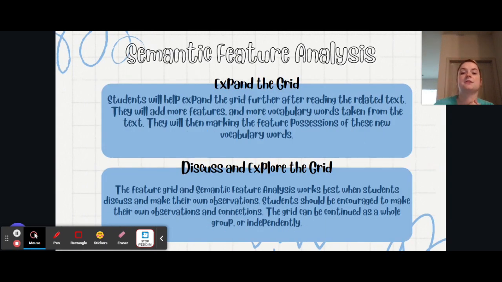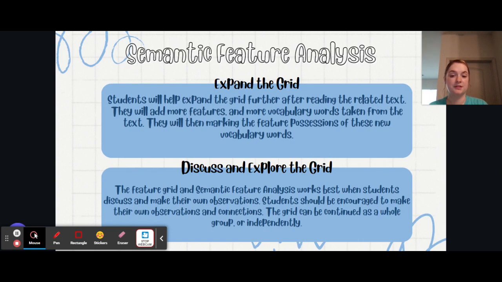Semantic feature analysis further goes on to, you need to expand your grid. Students will help expand the grid further after reading the related text. They will add more features. They will also add more vocabulary words taken from the text. So maybe they learn about different types of boats like pontoons and they want to add that. They will then mark the feature possessions of the new vocabulary words or go through and mark if the previous words have this new feature possession or not, if feature possessions are added. You'd want to discuss and explore the grid after this.